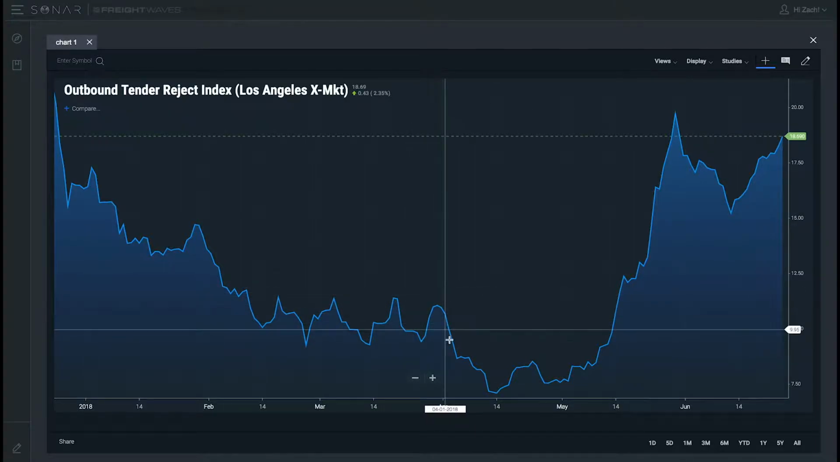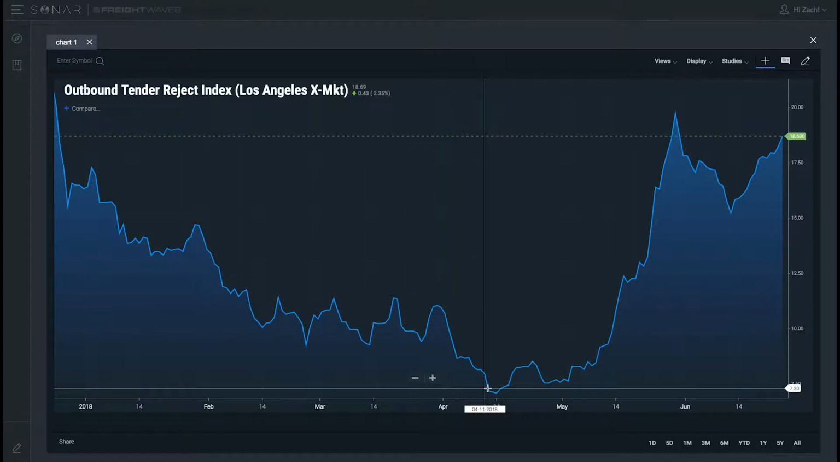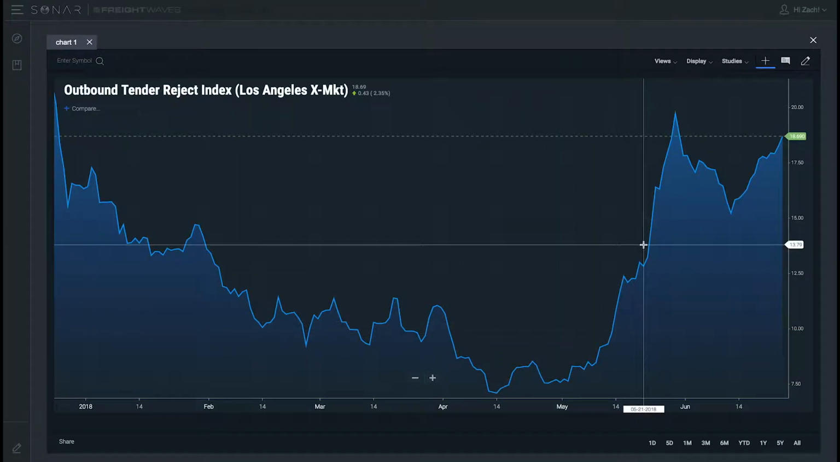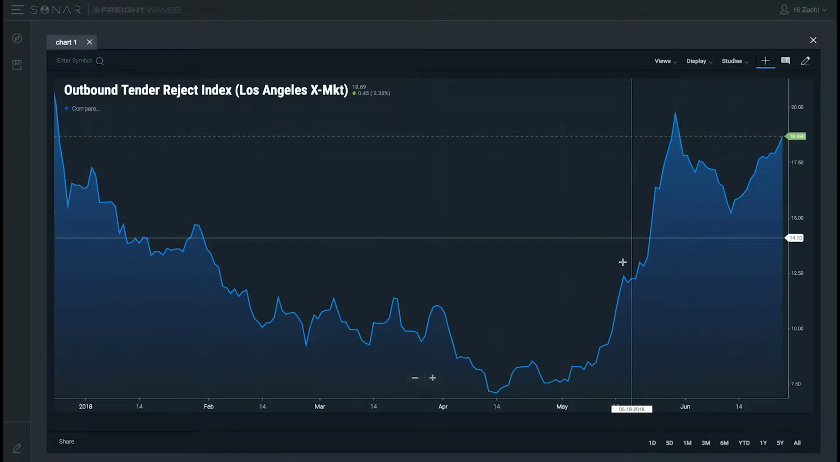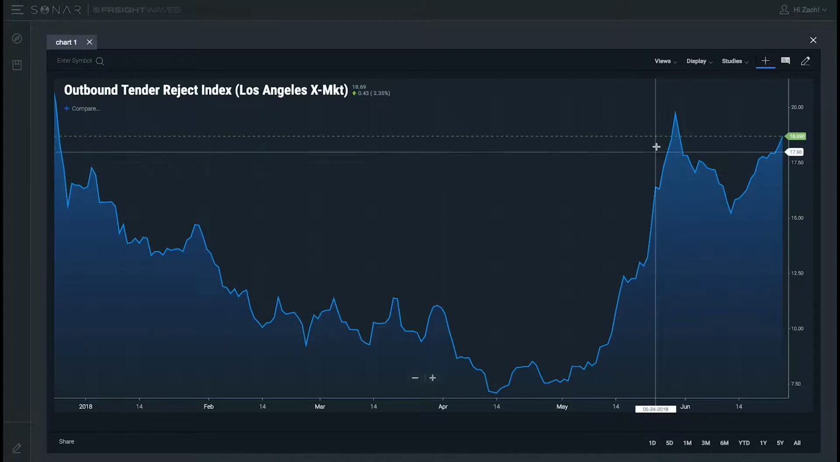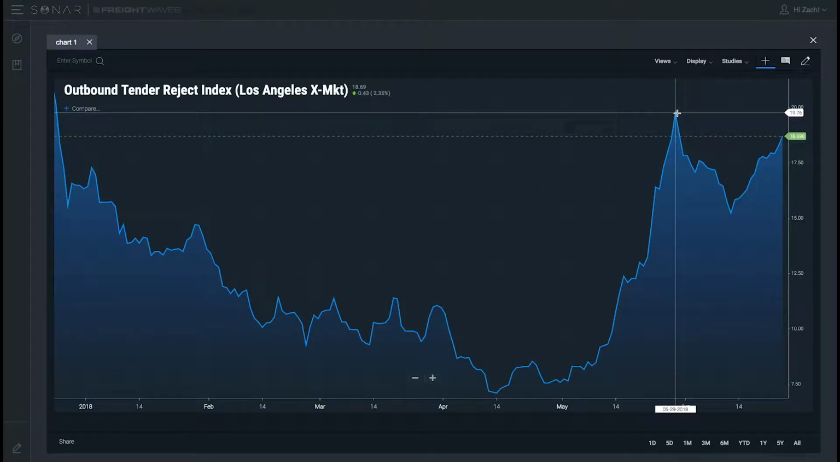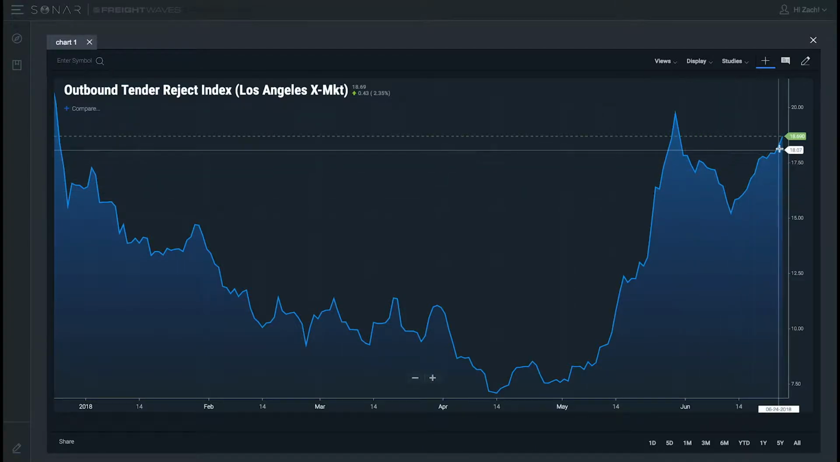And they continued to accept these loads all the way into May. But then sometime in mid-May, here comes their elevated tender rejections. They shot up really fast and quite a bit. That in itself is a huge indication that the market has changed, especially in that market. They came back down a little bit and then are still on the rise into late June.